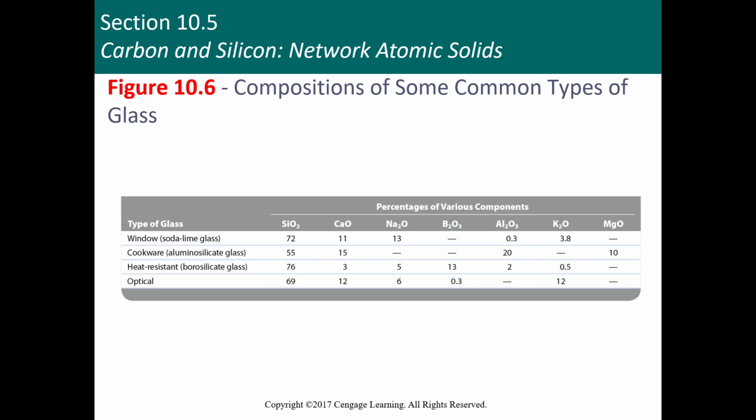Alright, these are some different compositions of different glasses. Here's the optical glass you'd see in your glasses that you wear on your face, or you'd have in telescopes and such. This is normal window glass, which is soda lime glass. The lime is that carbonate that we were looking at.